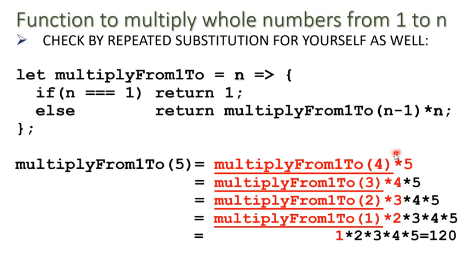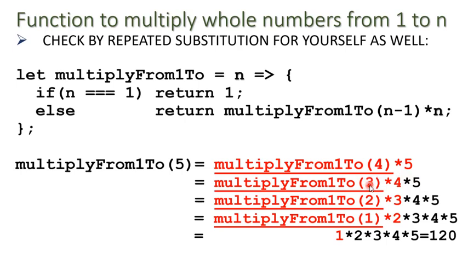Next, we'd substitute 4 for n. And again, we see that 4 doesn't equal 1. So we go to the else statement and see that the answer for 4 is the answer from multiply from 1 to 4 minus 1, or multiply from 1 to 3, times the n of 4. So at this point, we have the answer to 5 is the answer to 3 times 4 times 5.